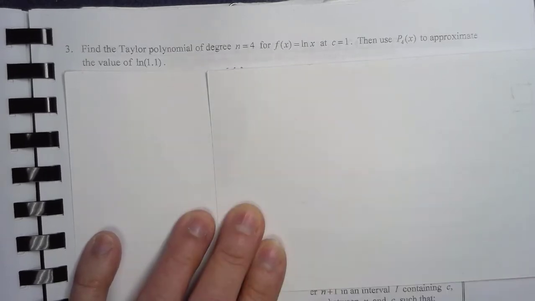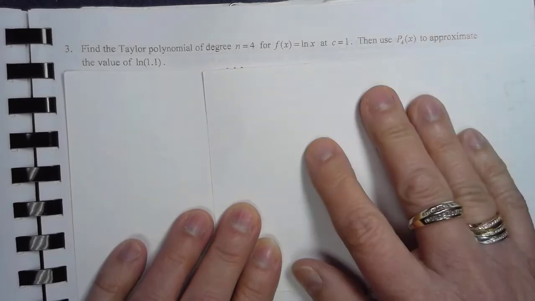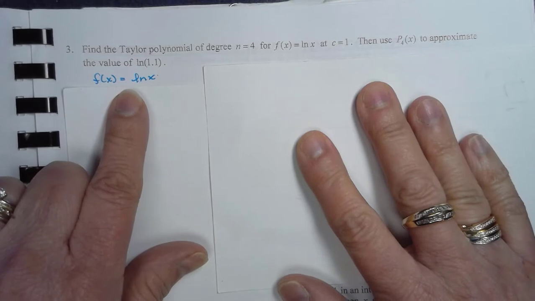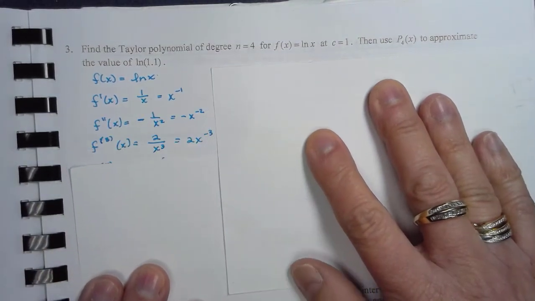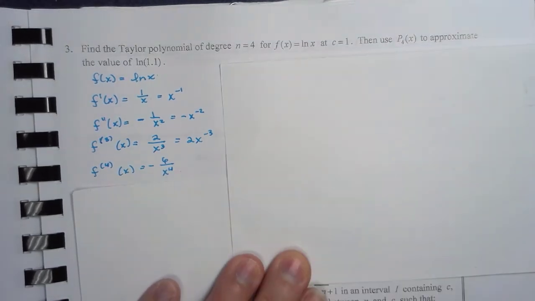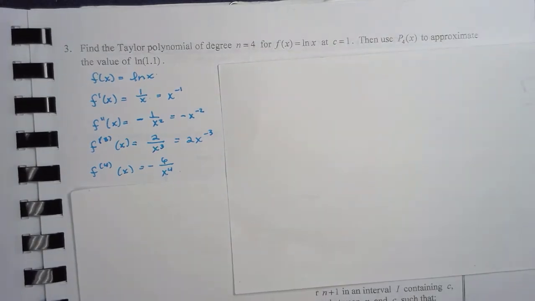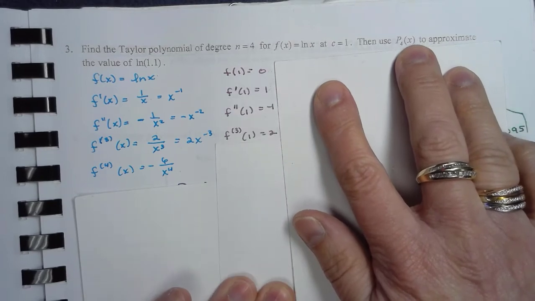Well, let's remember, what are the things we need to do? We need to find the, well, remember, that is our 0th derivative. We need to find the first, second, third, and fourth derivatives of the natural log of x. And we need to evaluate each of these at 1. Show that notation.